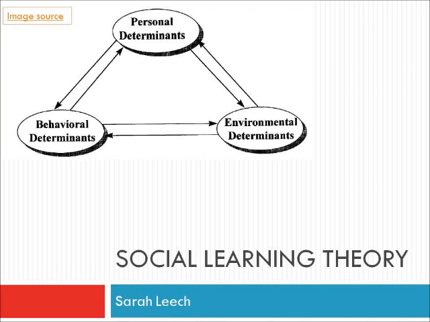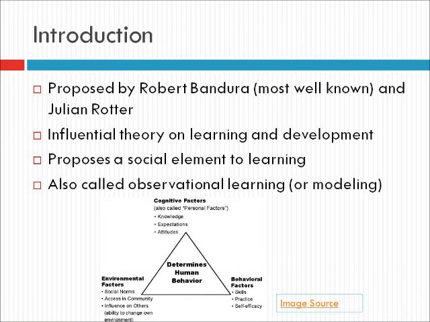To begin, I will introduce key points that we will be looking at today. The social learning theory was developed by Robert Bandura and Julian Rotter. Over time, this theory has perhaps become the most influential theory about learning and development. This is partially due to Bandura's belief that not all learners learn from direct reinforcement.